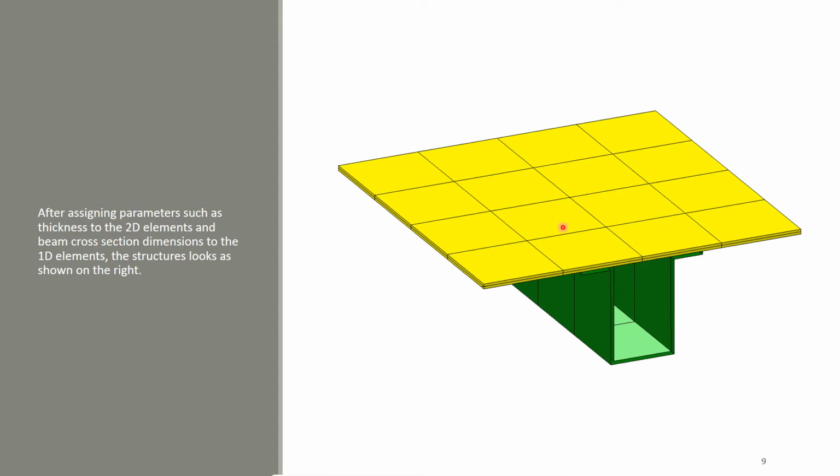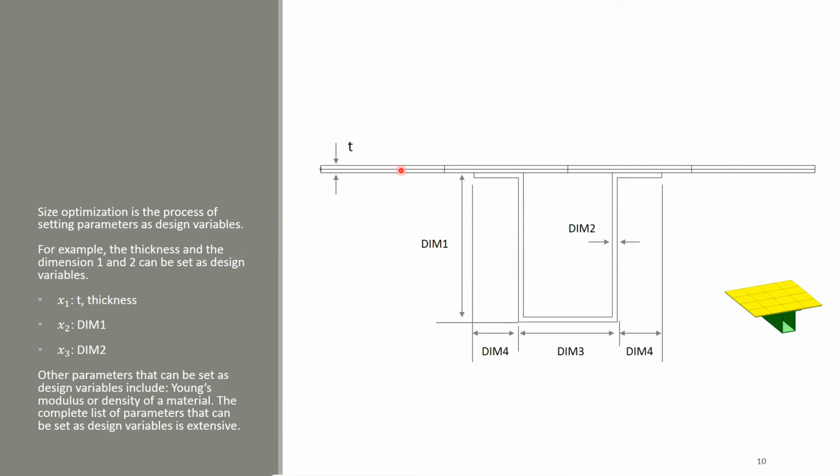If we superimpose the dimensions of the elements, or rather the parameters of the elements, we finally see that this structure resembles more a realistic structure that you see here. The 2D elements have a thickness. The 1D elements have beam cross-section parameters that you see here in green. We use parameters to define a lot of these dimensions: a T parameter for thickness, a dimension 1 parameter for the height of the beam, and so on and so on. It is these parameters that can be set as design variables in size optimization.